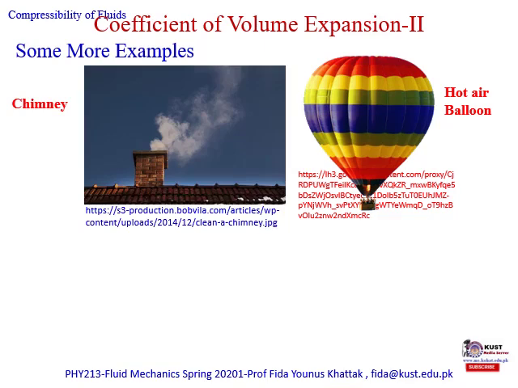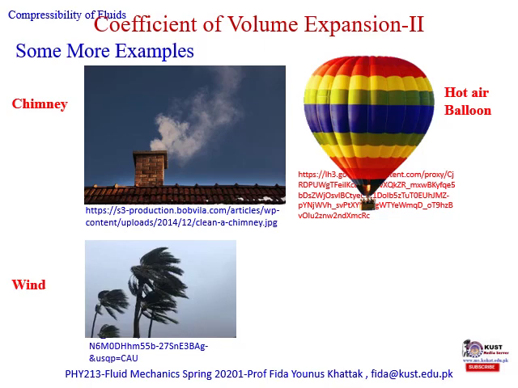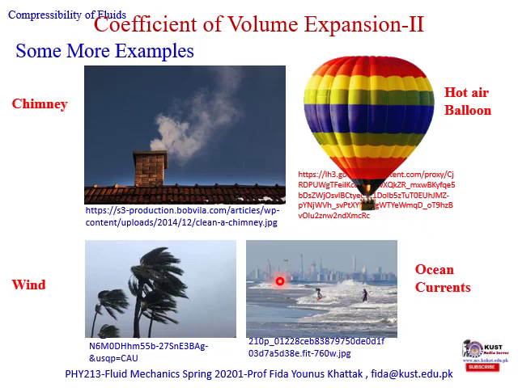Chimney is another example where the volume expansion is employed for the exhaust of the smoke. Wind is another example where the expansion of fluid because of the thermal changes is used. Ocean current is yet another example of volume expansion because of the variation in the temperature at constant pressure.